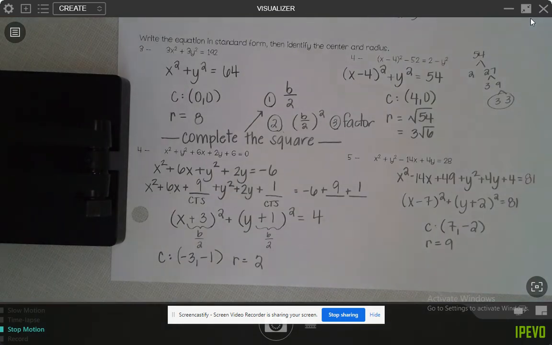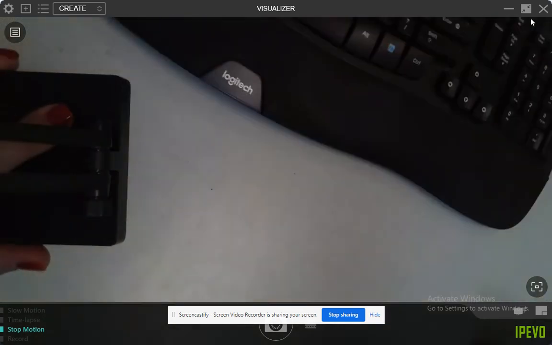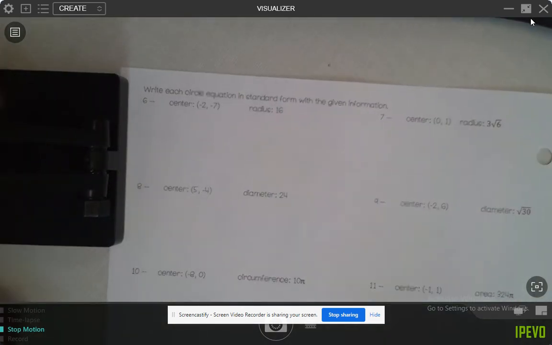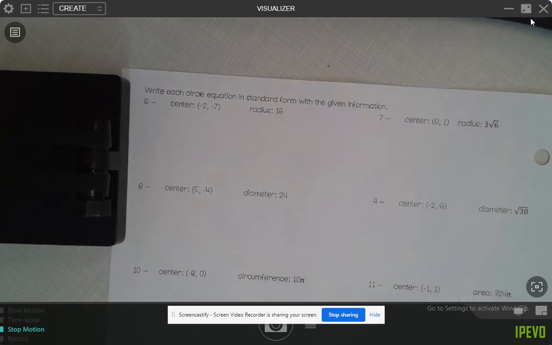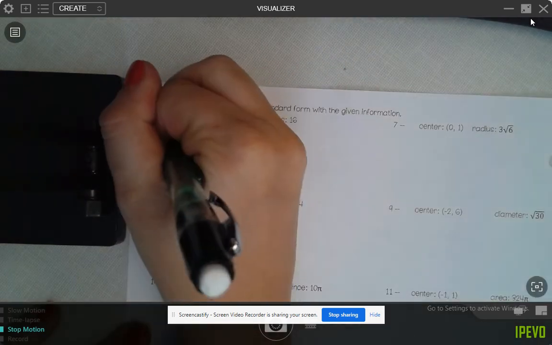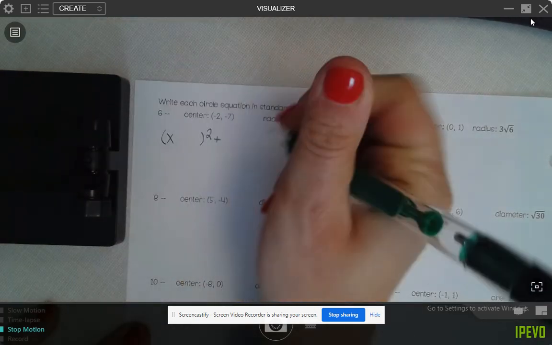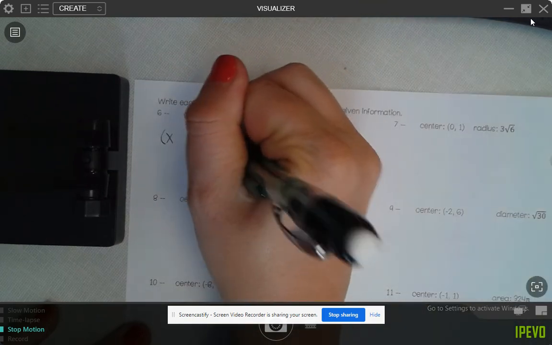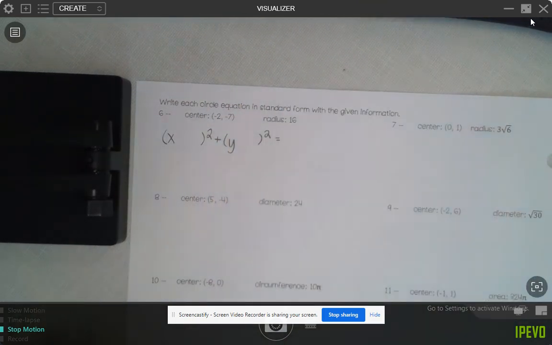Okay, that's your intro. Here we go. We're not done. We're not even close to being done. First 4 are easy. Last 4 are not. The last 6 get a little bit harder. So I'm giving you information and you have to write the equation for me. If my center is at -2, -7, and my radius is 16, what is the equation for that circle? It will be x something squared plus y something squared equals something squared.